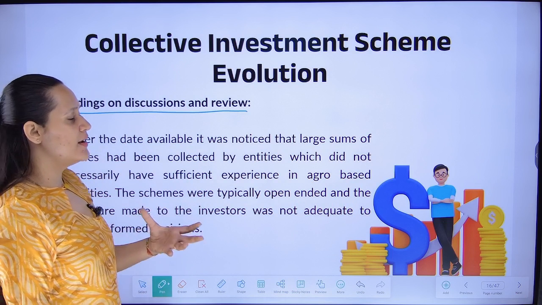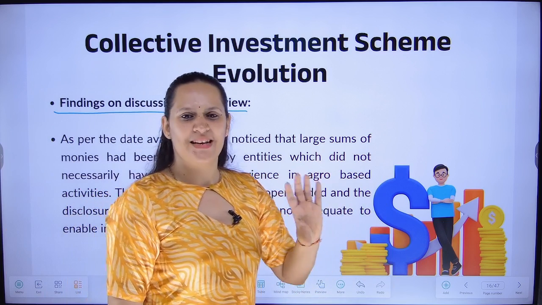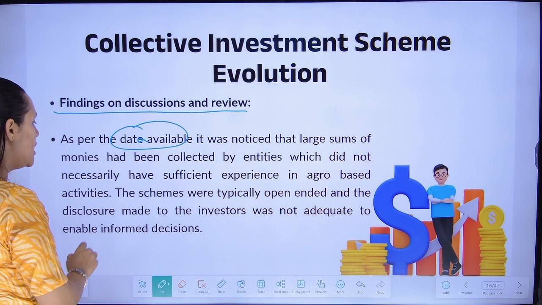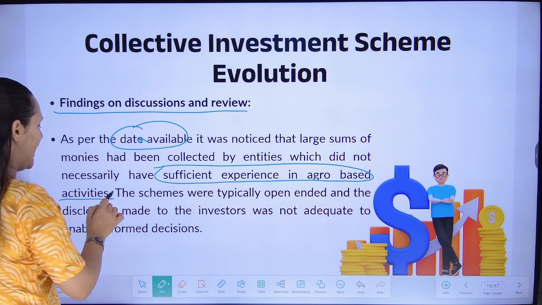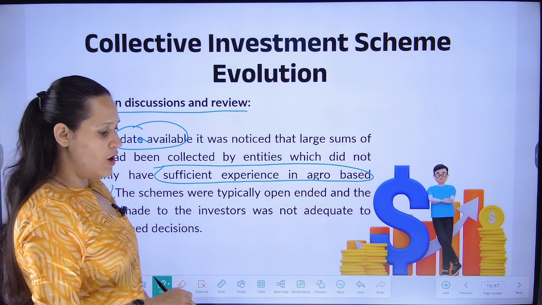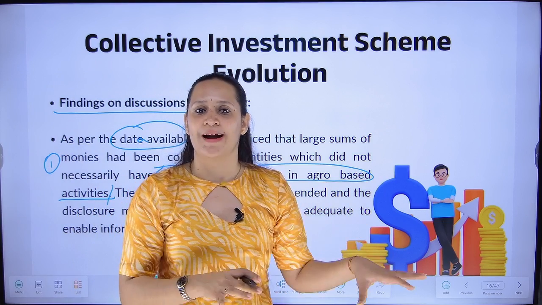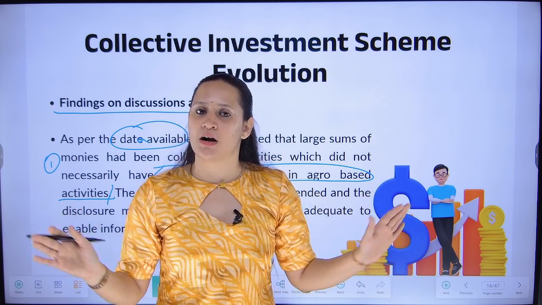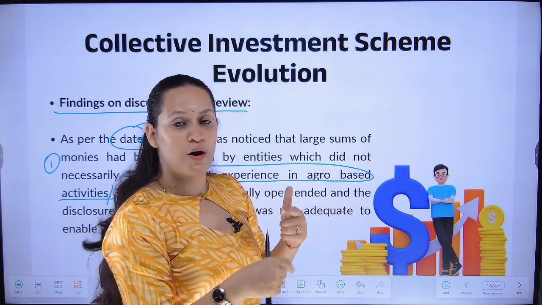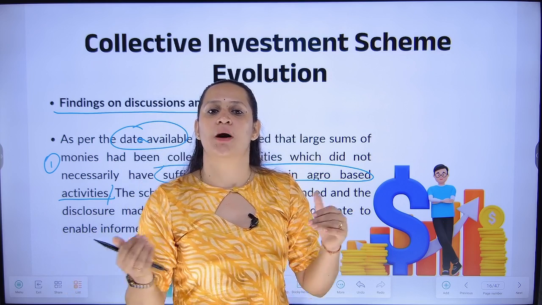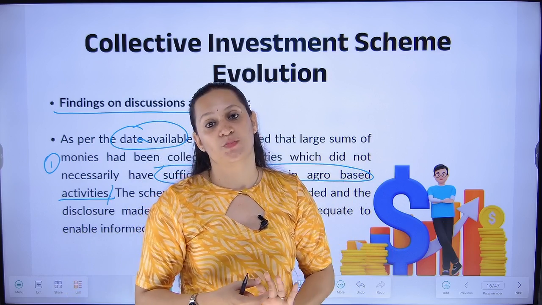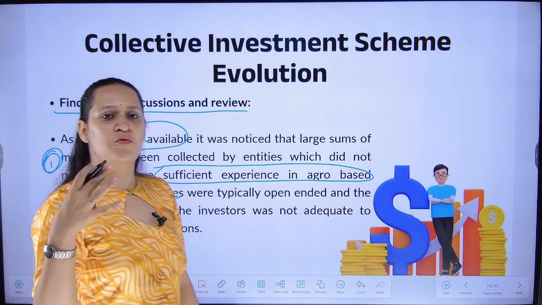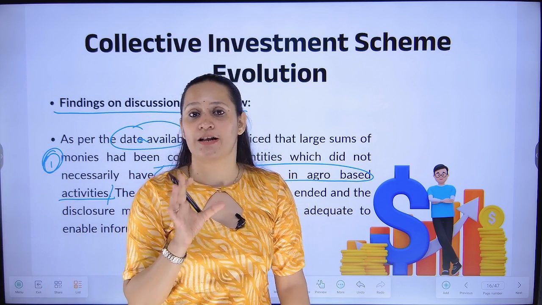In that report, they have given their guidelines, how it should be, what should be the draft, basic things they have provided. As per the data available, it was noticed that a large sum of money had been collected by entities which did not have sufficient experience in agro-based activities. First thing they noticed was a lot of people were collecting money in the name of crop activities, in the name of plantation, in the name of growing commercial crops. But as such, they had no idea, they had no agricultural background, they did not know how the crop functions or what things you should keep in mind. They had absolutely no knowledge about agriculture or plantation, but they had raised money for this particular objective. So the first problem is that people did not have experience on that particular subject matter.